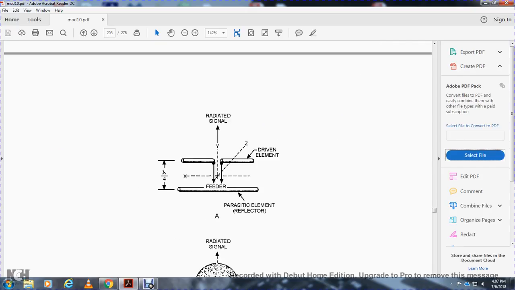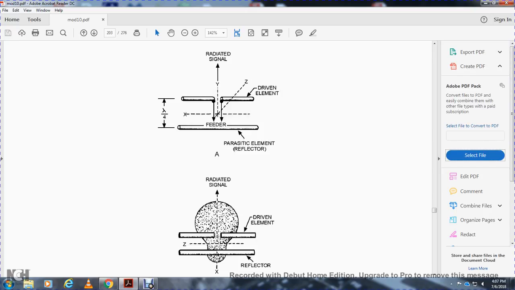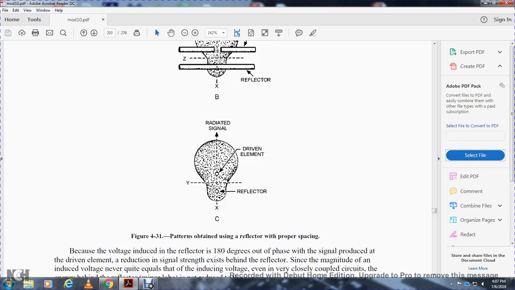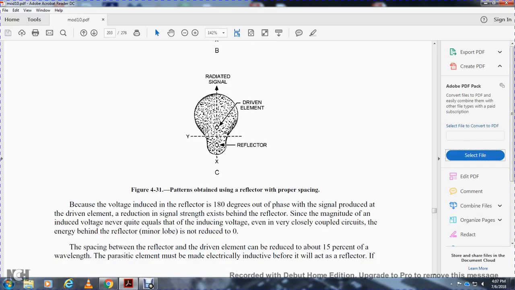View A shows the parasitic element as reflector, the radiated signal from the driven element, and the radiated signal from the reflector. View C shows the pattern with the reflector at the proper spacing. Because the voltage in the reflector is 180 degrees out of phase with the signal produced by the driven element, the signal strength is reduced. The signal magnitude that induces the voltage is nearly equal to the inducing voltage, since they are very closely coupled, so the energy behind the reflector leaves a minor lobe that is not reduced to zero.